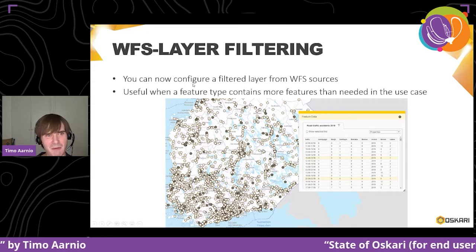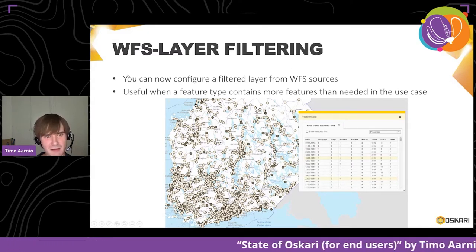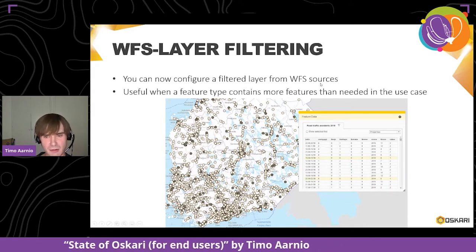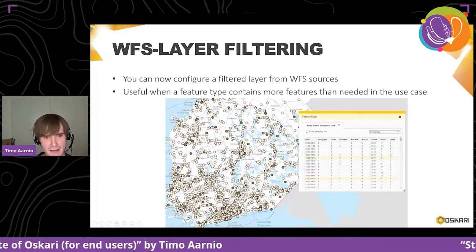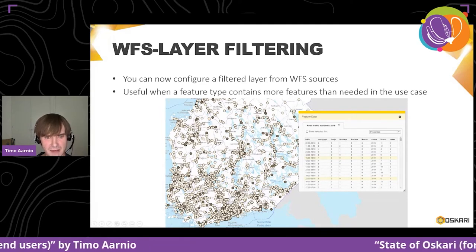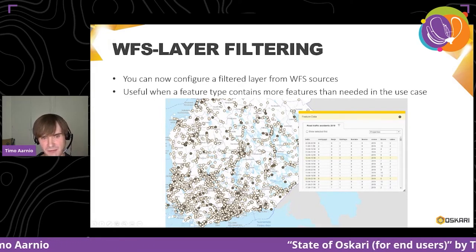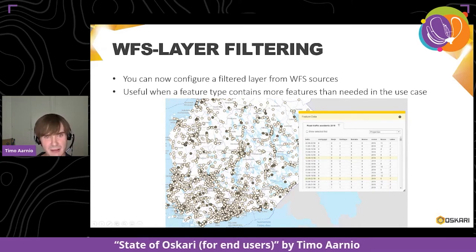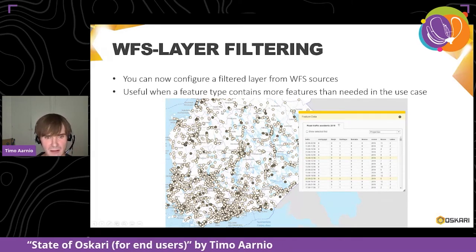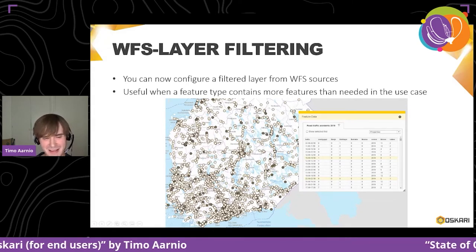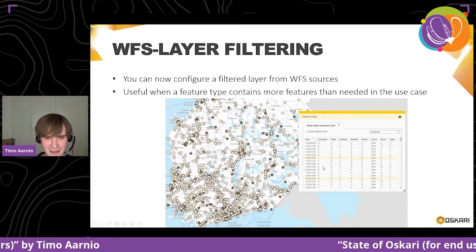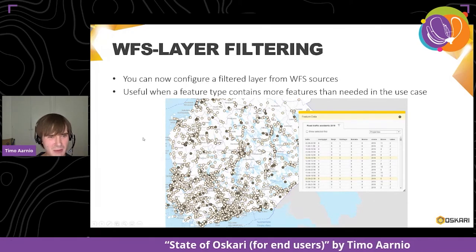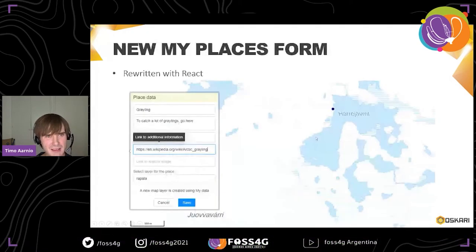So web feature service layer filtering, you can now configure the filtered web feature service source. So if you have, let's say, a web feature service feature type that has tons of features, but you don't want all of them in your service, you can create a filter. And this is just a picture to show what kind of a case you can have, so that you have hundreds of points and you only want to show some of them. So that's very handy for that kind of use cases.